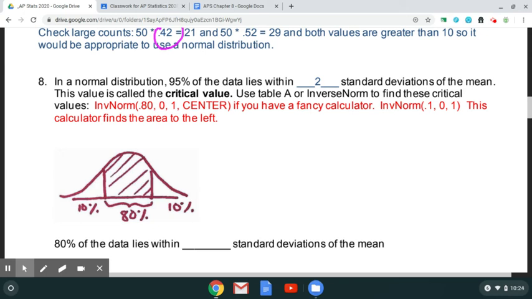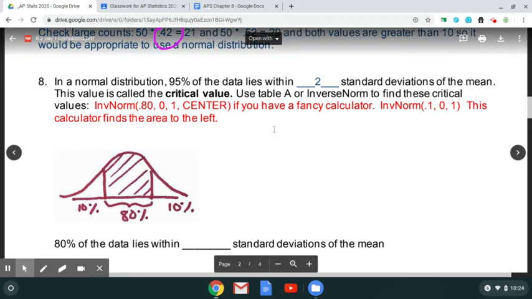But if you have a regular calculator, you have to remember that the calculator does the area to the left of, so this will be negative z right here. The calculator does the area to the left. So if we're doing an 80% interval, and 80% is in the middle, that gives us 20% in both of the tails.